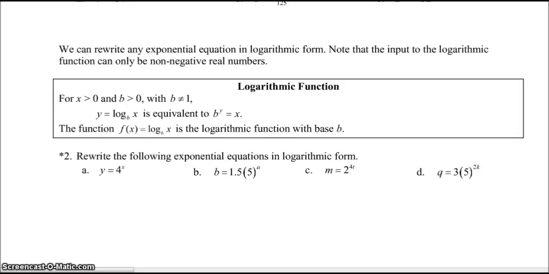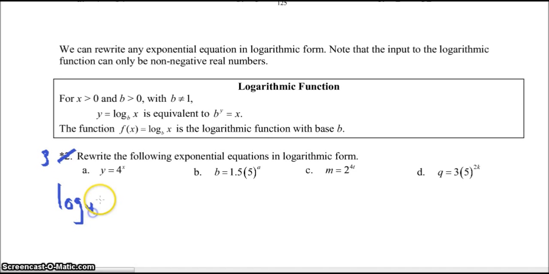Let's see, rewrite the following exponential equations in logarithmic form. We're going to check the book to make sure the number's right. It's probably problem number 3 for most of you guys. Okay, so we just need to convert these to logarithmic form. This one is log base 4 of y equals x. Just match up the form here. You can come up with all sorts of tricks to memorize that.